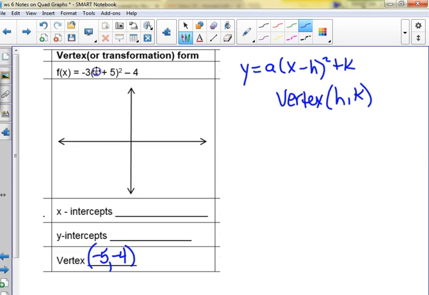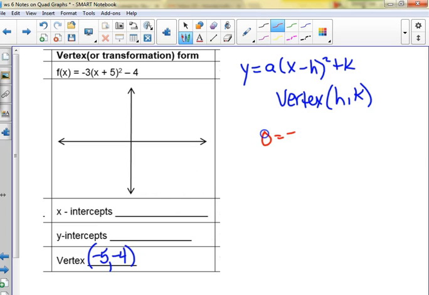You always have to take the opposite of what's in the parenthesis. That's true about a million things between here and the end of this course, that it's the opposite of what's in the parenthesis there, okay? It's true of circles, it's true of all kinds of stuff. All right. To find the x-intercepts, the rule was set y equal to 0.